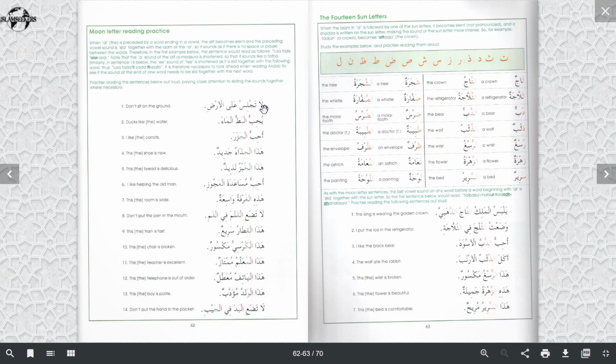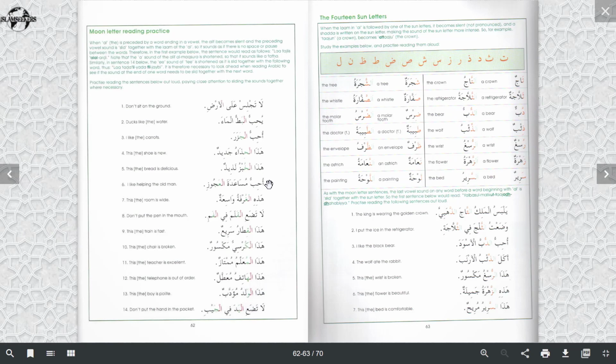Number 1. Don't sit on the ground. لا تجلس على الأرض. Number 2. Ducks like water. يحب البط الماء. Number 3. I like carrots. أحب الجزر. Number 4. This shoe is new. هذا الحذاء جديد. Number 5. This bread is delicious. هذا الخبز لذيذ.